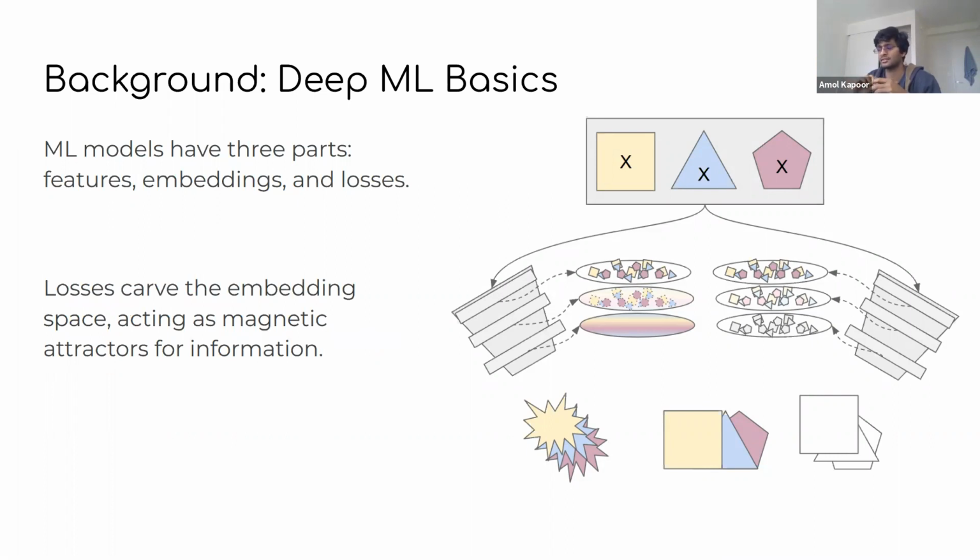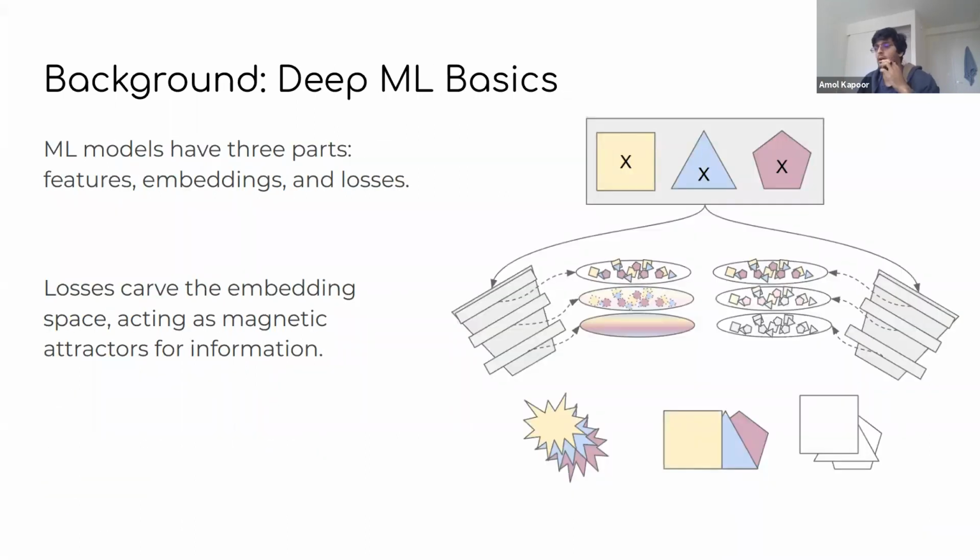Losses are these things at the end of the model, really throughout the model, but often canonically thought of at the end of the model, that carve the embedding space. The way I think about it is a loss is sort of a magnetic attractor for information. You pump in a bunch of data that has a lot of noise in it, and the loss function is how the model determines which of this data is actually useful and which of this data it's going to throw away. The corresponding linear transformations then transform that input over and over again through successive layers until the output is actually what we want.